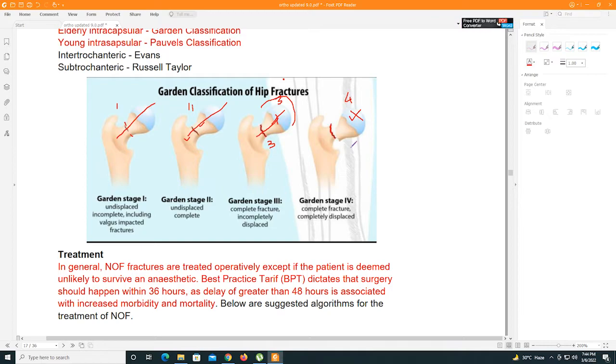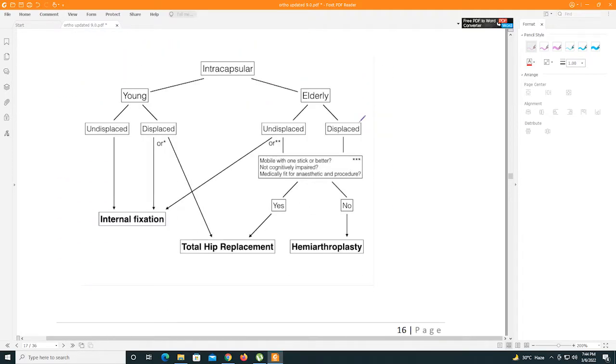So you can just get away with doing half of the operation, which is called hemiarthroplasty. Okay, so if you have understood this flowchart, it is very easy for you already. Just look at them. Intracapsular fracture, if it is undisplaced, you can do pinning by internal fixation, both in young or the elderly. Undisplaced means you just keep a pin and fix it internally and you are done with it.